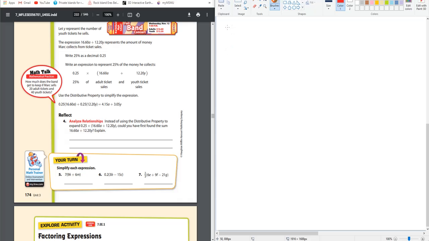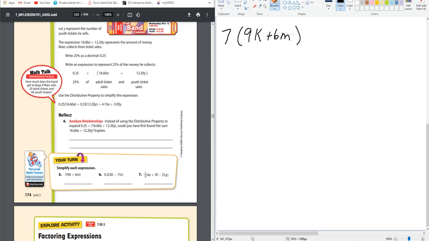So let's say we got 7 times (9k plus 6m). So multiply inward. So 7 times, so distributive property, whenever you see a number on the outside and a parenthesis on the inside, multiply into it. We kind of talked about this before break, very briefly.